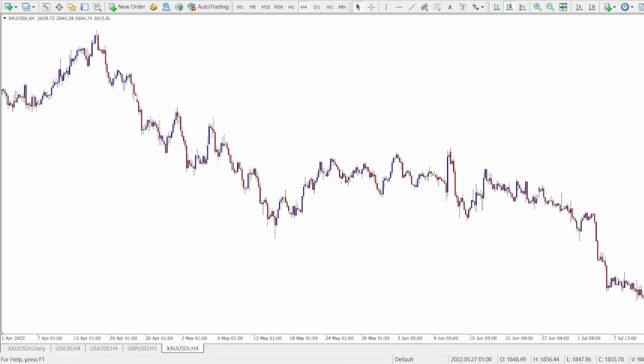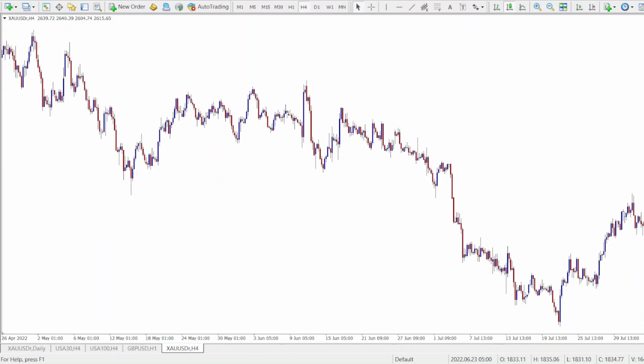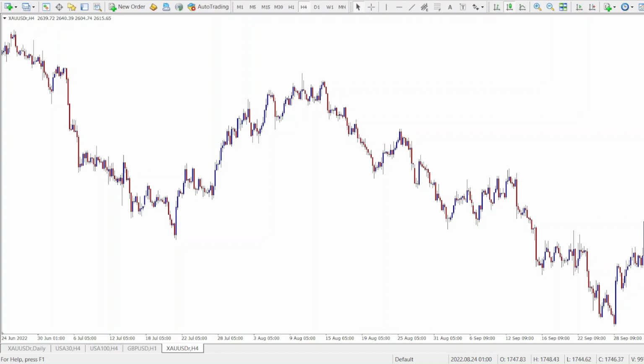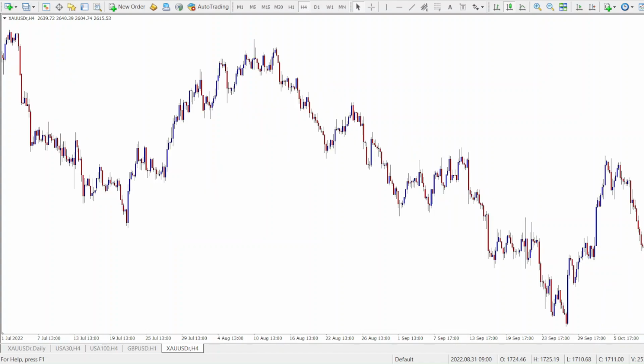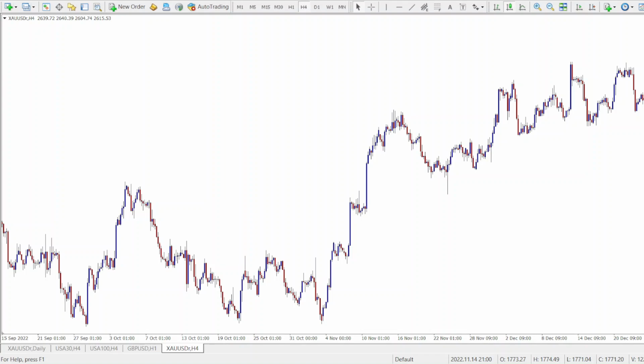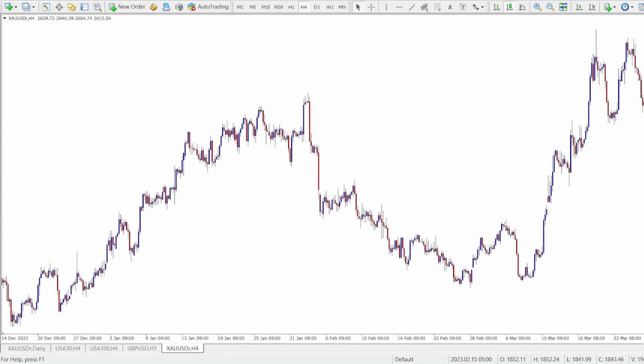Briefly, as for candlestick patterns, some of the most common candlestick patterns for bearish reversal are the shooting star, bearish engulfing, and evening star. We're going to be looking at examples of each of these bearish reversal patterns now.